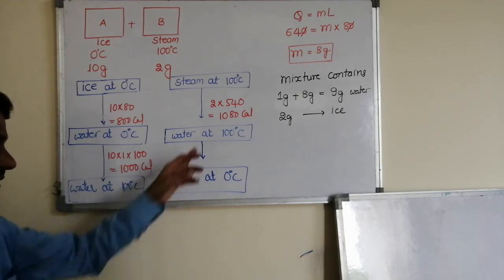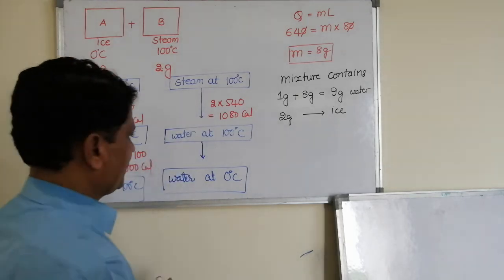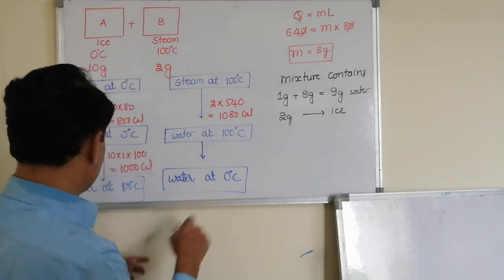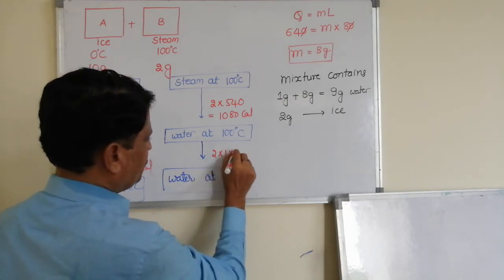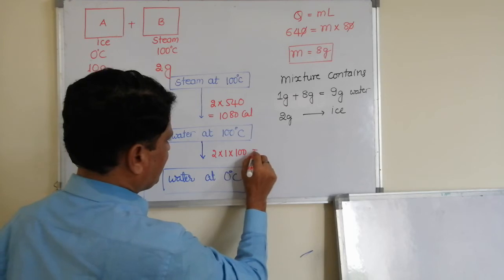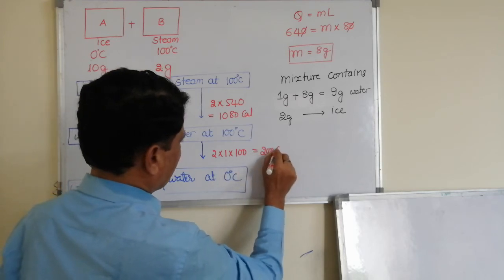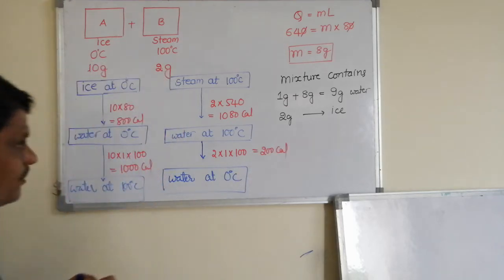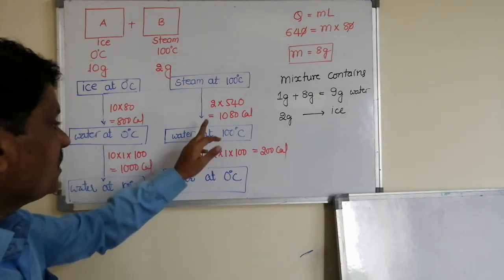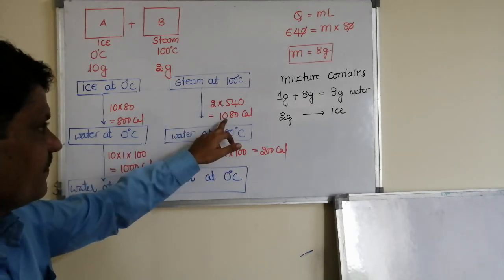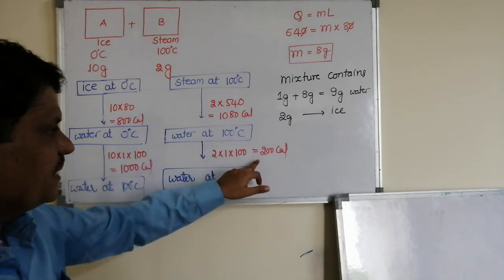1080 is not enough. So we have to bring this water at 0 degree Celsius. 2 into 1 into 100. Is it right? It is 200. 2 gram of ice, 2 gram of steam. Okay. So total how much it releases? 1800 plus 200.